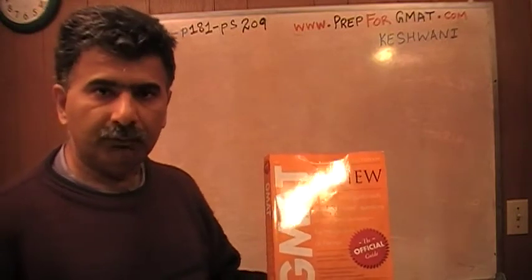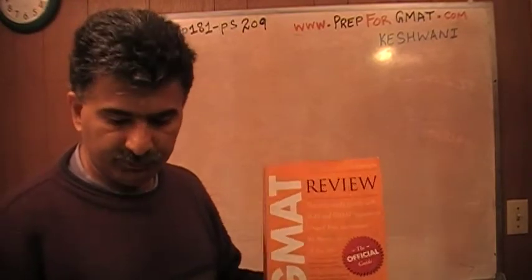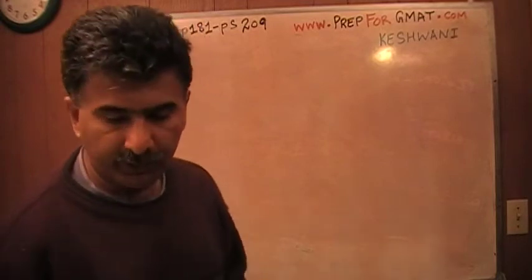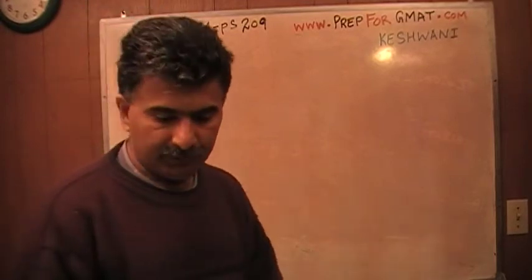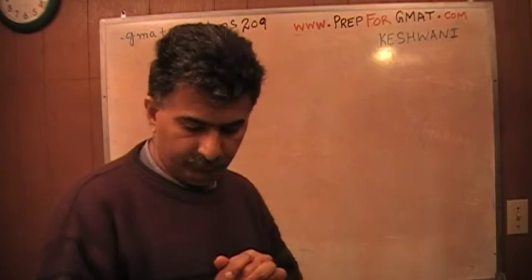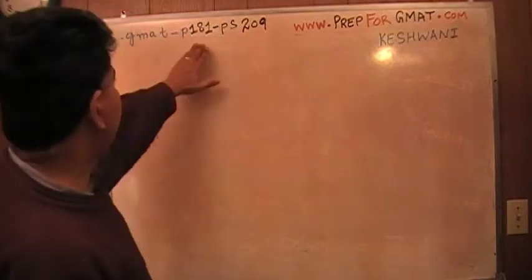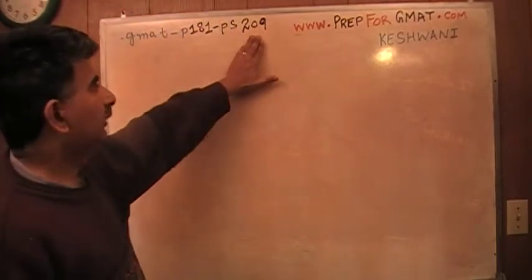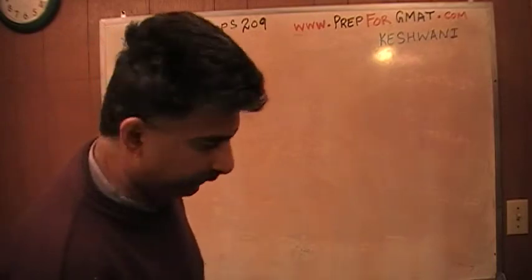I have been solving math problems for GMAT out of this book, the GMAT Review, the official guide. If you do not own this book already, purchase one immediately. You should be able to find it at mba.com. The problem that I'm about to solve is the very first problem on page number 181, problem solving, number 209. Let's take a look at it.